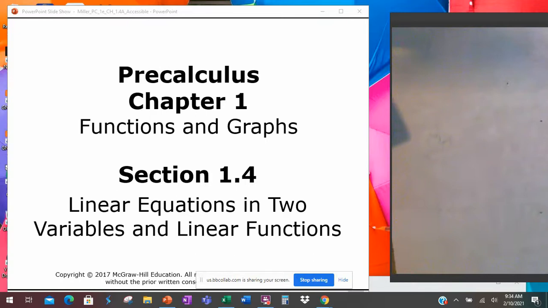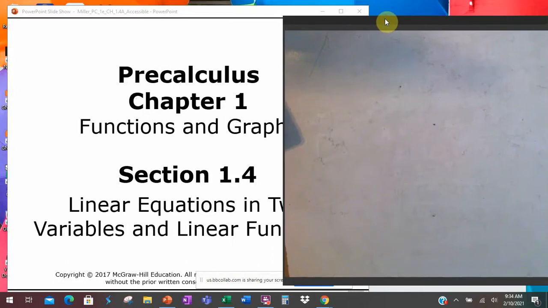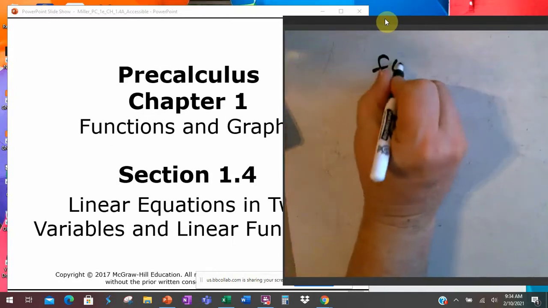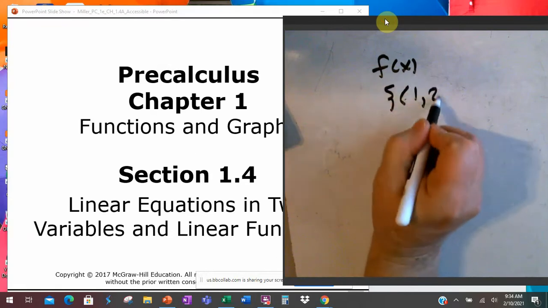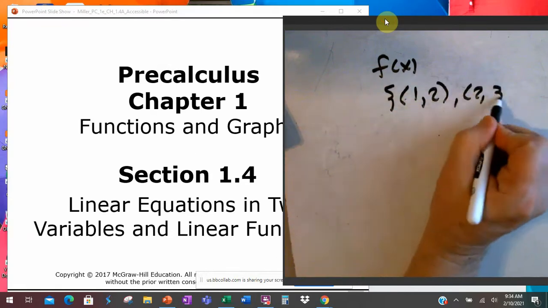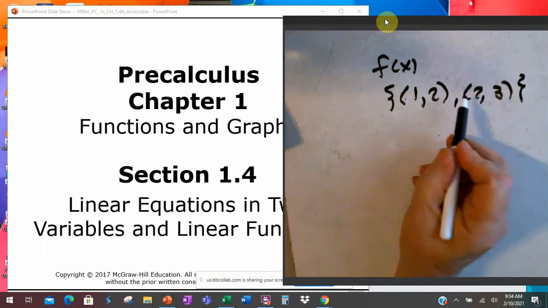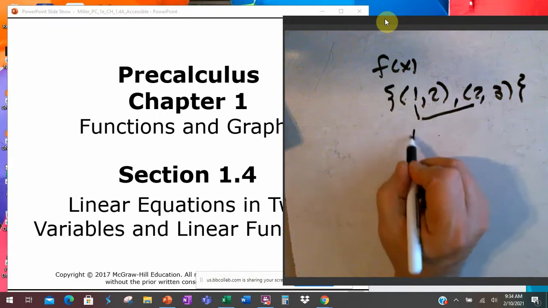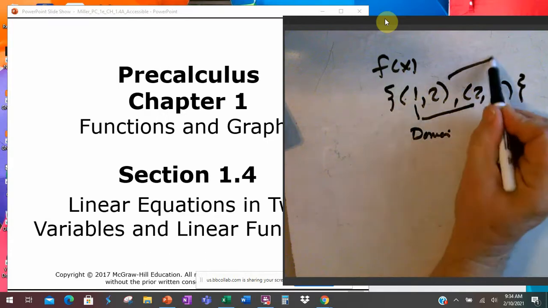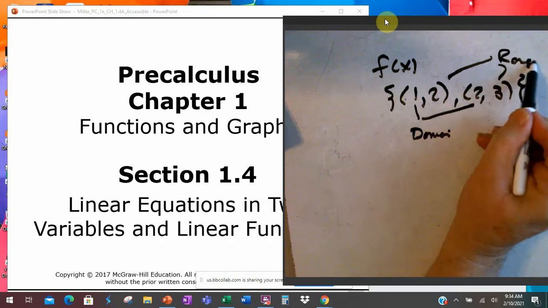So last time we looked at the fundamental concepts of functions, right? We basically said a function could be many different things. It could be a set, you know, of ordered pairs, like 2, 3. The first thing is from the domain. The second one is the range.